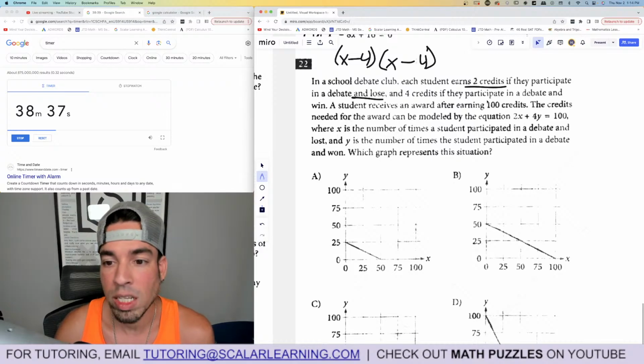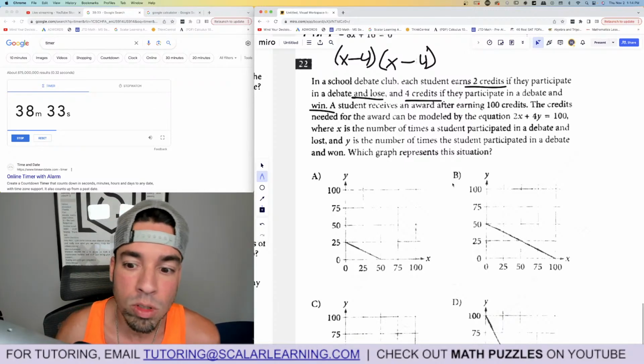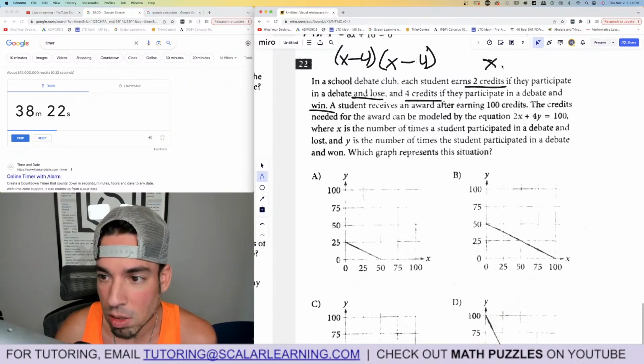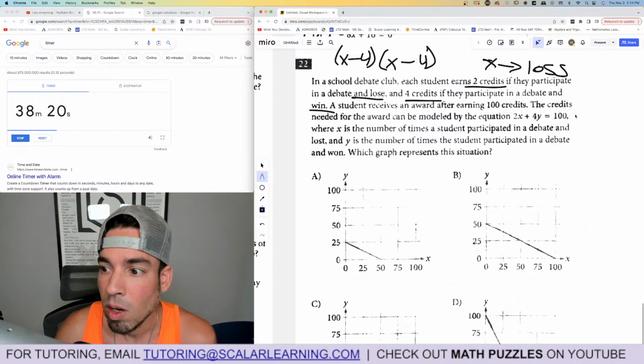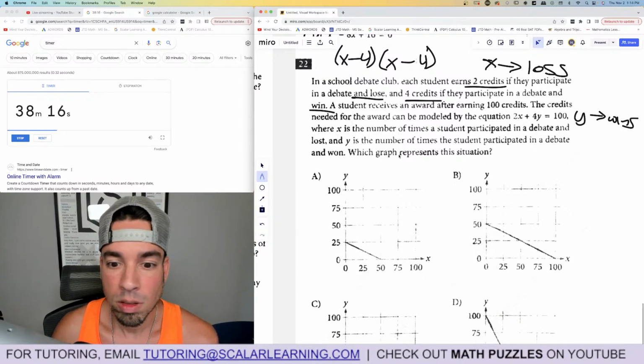22. In a school debate club, each student earns 2 credits if they participate in a debate and lose, and 4 credits if they participate in a debate and win. A student receives an award after earning 100 credits. The credits needed for an award. Okay, so x is the number of losses. y is the number of wins. Yeah, all right, I figured.